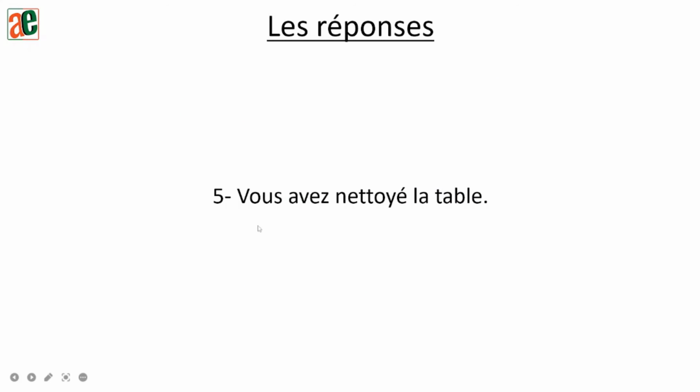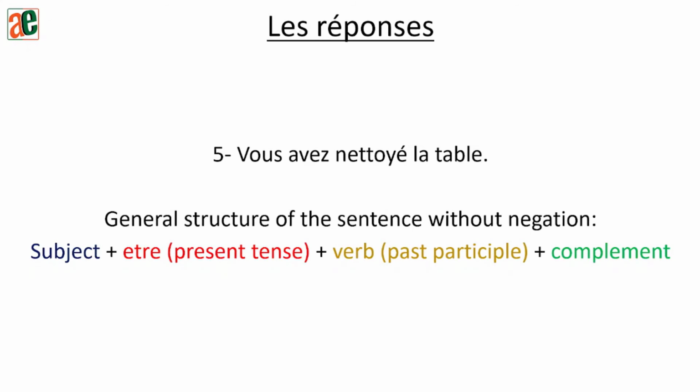Sentence number 5. Vous avez nettoyé la table. Vous avez nettoyé la table. Okay. Let's have a look at the structure of this sentence. So here, if I'm paying attention properly, or if you remember what you have learned before, this tense is called passé composé. So it's a compound tense. Compound tense means we'll be using an auxiliary and the verb itself, the past participle form of the verb. Okay, so this tense that we have here is passé composé.